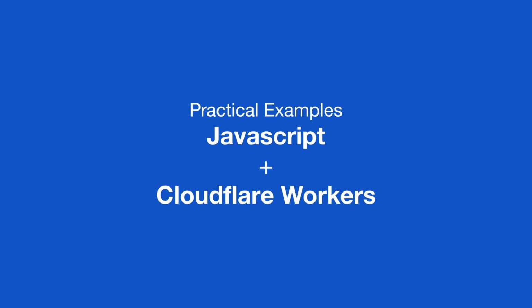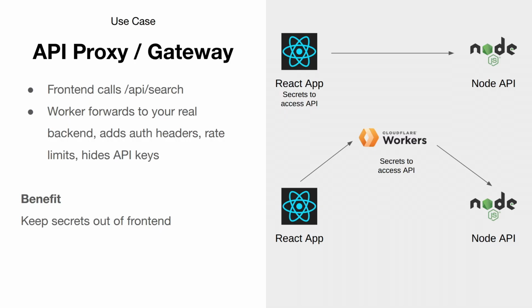Let's now talk about some practical examples of how JavaScript and Cloudflare Workers fit together. The first common use case is what is called an API proxy or API gateway. As you can see from the diagram on the right-hand side, imagine you have a React or a client-side web app, and you have a Node API on the other side. So in some cases, your React app is going to have to hit your Node API.